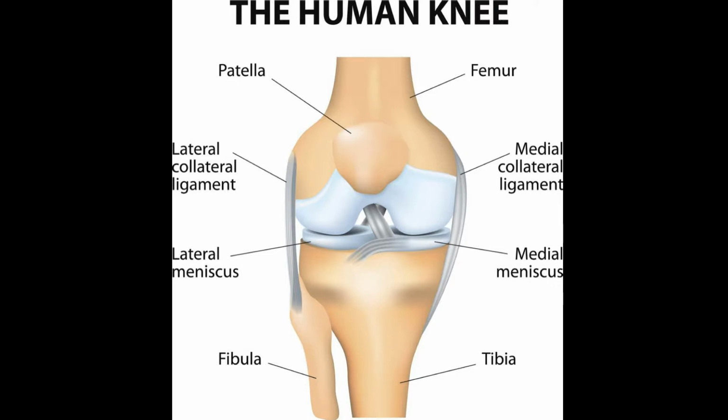Now you also see that there's the lateral collateral ligament, which attaches the femur to the fibula, and then the medial collateral ligament attaches the femur to the tibia. And then you've got these two little ligaments that attach the tibia to the femur. This is the ACL, the one that you can see in the front, and then there's the PCL in the back.